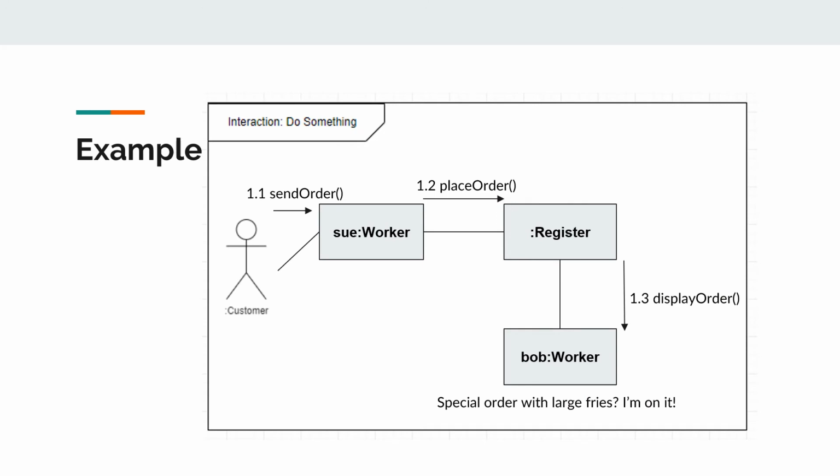We see the customer send an order to Sue, who belongs to the worker class. Sue is the cashier. Sue takes the order and then places it onto the register. Once the register receives the order, then it goes to display the order to Bob, who belongs to the worker class as well. Bob is then able to provide the customer with the order that they had.